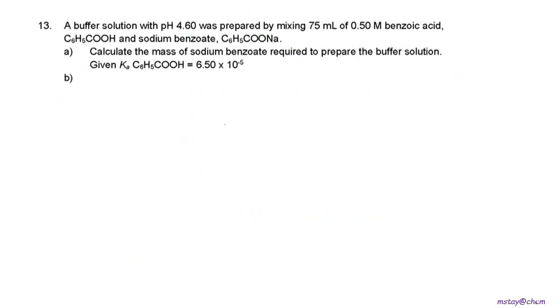Let's continue with another calculation problem involving the buffer solution. A buffer solution has a pH value of 4.6. How do we prepare this? We are going to mix benzoic acid with sodium benzoate. The information for sodium benzoate is not given. However, the information for the benzoic acid is 75 ml with a concentration of 0.5 molar. The question asks us to determine the mass of sodium benzoate.